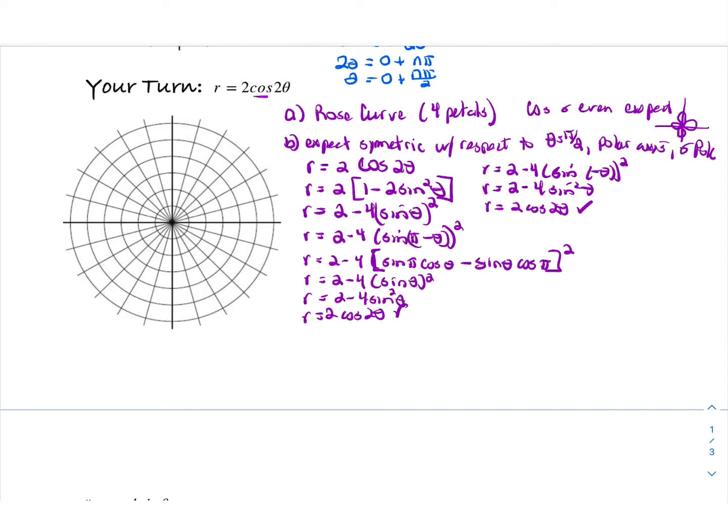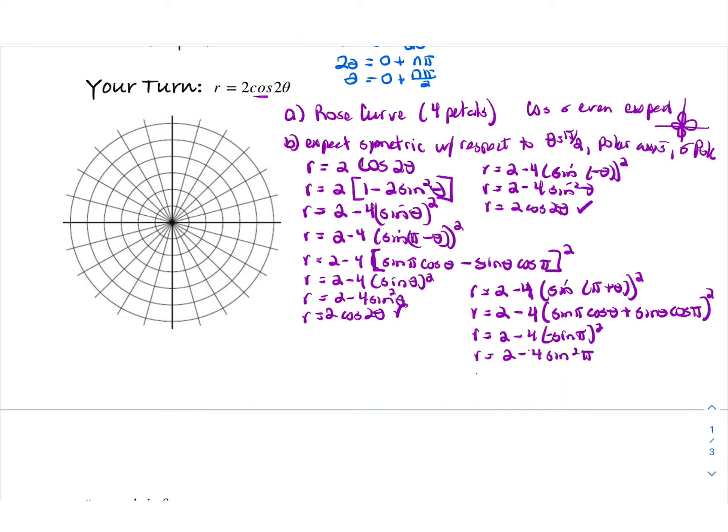And then to test with the pole, because it's kind of hard to see if I test with negative r, theta, I'm going to use the other equation, and I'm going to test with r comma pi plus theta. Doing my difference formulas here and simplifying down, I end up with an equation equal to our original function. So yes, it's symmetric with respect to the pole. So we have symmetry in all 3 directions.